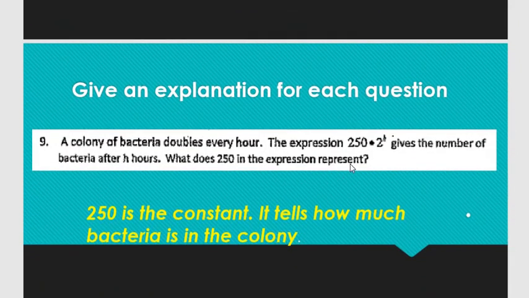Now, when we're looking at the 250 right here, 250 is the constant term. It tells how much bacteria is in the colony.